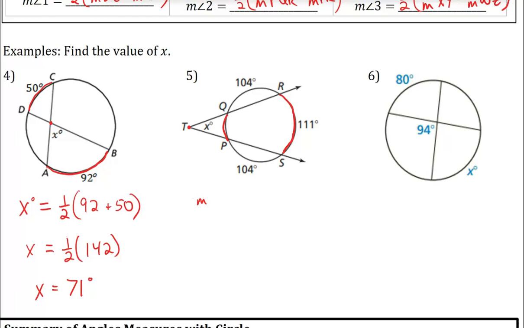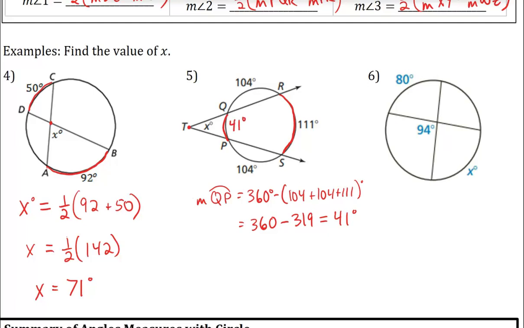So the measure of arc QP is going to be 360 minus all of these added together. 104 plus 104 plus 111. Okay, so 360 minus, so that's going to be 208, 308 plus 11 is 319. So 360 minus 319 is 41. So this arc measure is 41 degrees.